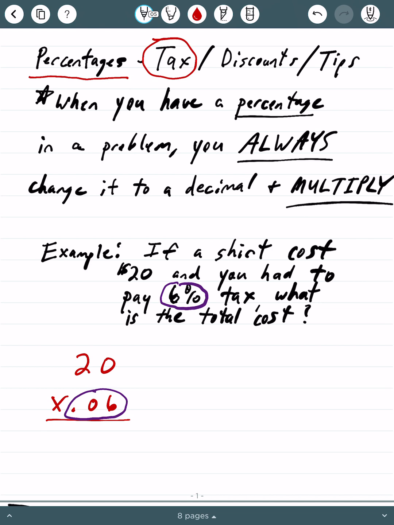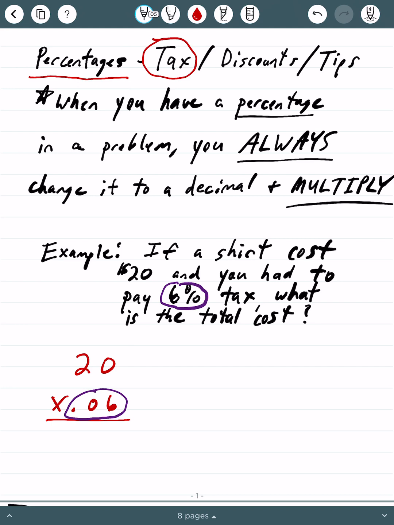Ours around here, I think it's 9.25%. Some places it might be a little more, maybe it's 12%. Some places it might be 7%. But that's just the additional money that you pay every time you buy something, okay?